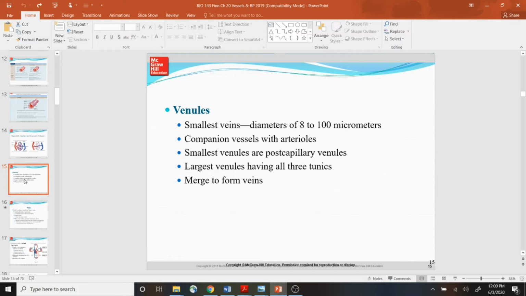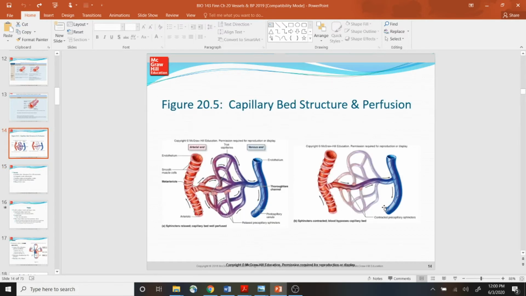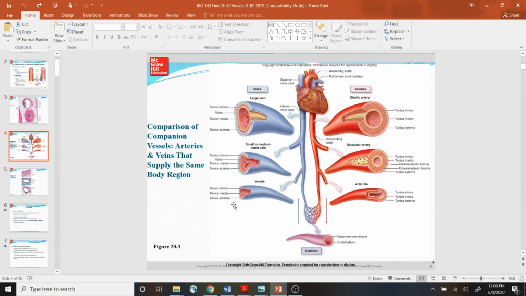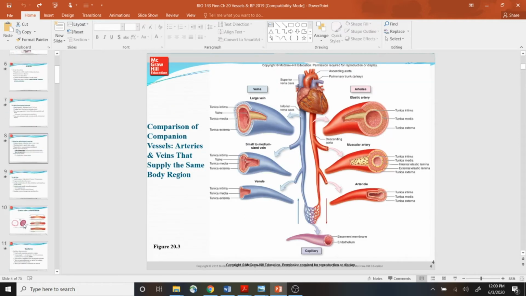Okay, so on the vein side, as we said, veins that connect to these capillary beds are called venules, which you can see here. And then eventually the venules are going to get larger and become small to medium-sized veins and larger veins. Okay, and we talked about that.